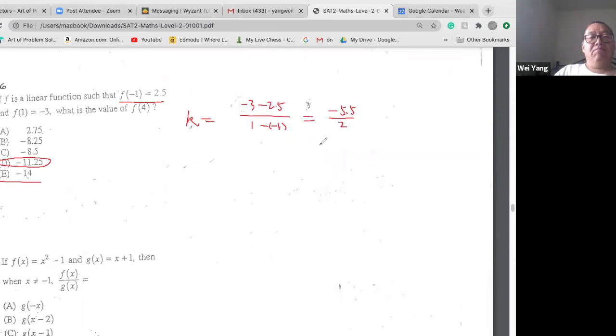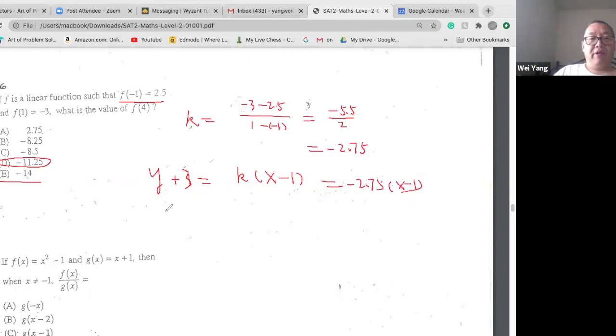Then slope, there's a negative 2.75. Now we can get the equation for this line. That would be y minus, no, y, that will be this one minus negative 3, that will be plus 3, equals k times x minus 1. So k equals negative 2.75 times x minus 1.